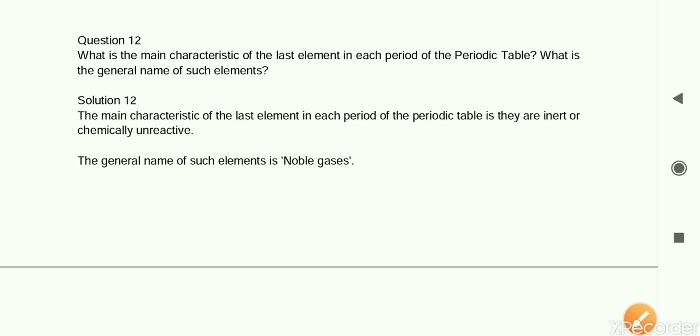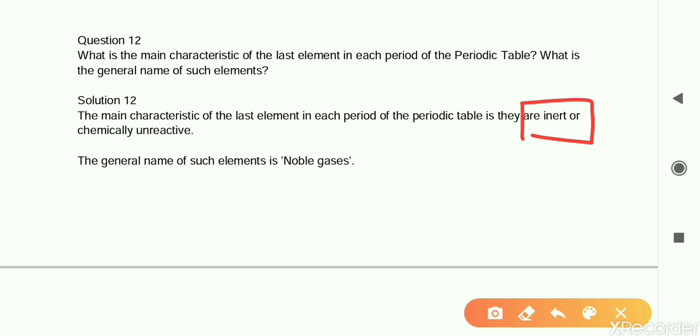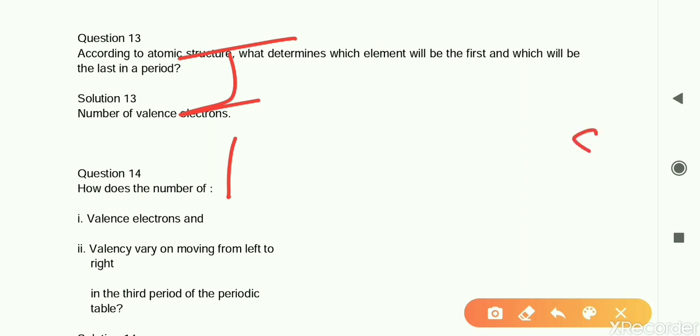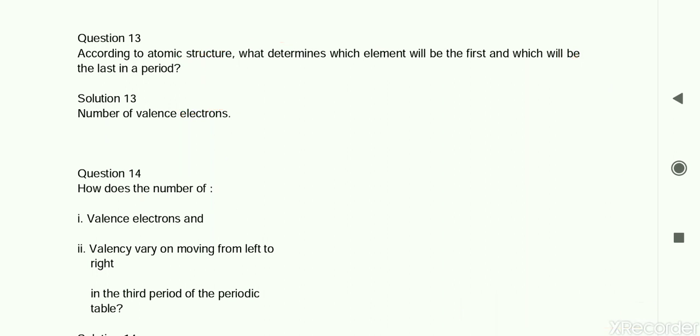Question 12, what is the main characteristic of the last element in each period of the periodic table? Every period, last element is always from the group 18 and they all are inert gases or noble gases and they are chemically unreactive. Question 13, according to the atomic structure, what determines which element be first and which is the last? What is the deciding factor? The answer is number of valence electrons. If valence electrons are 1 in number, the group number is also first. If valence electrons are 8 in number, then the group number will be 18. That is the last group.